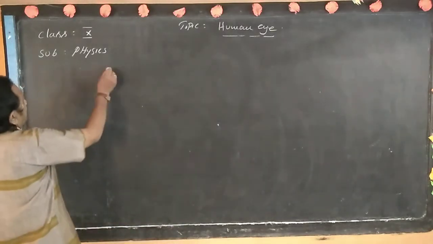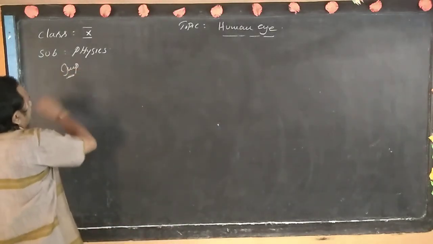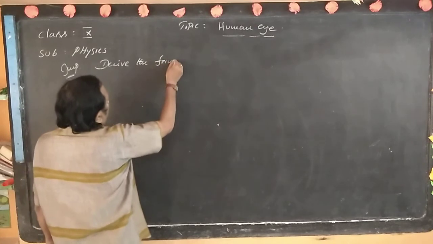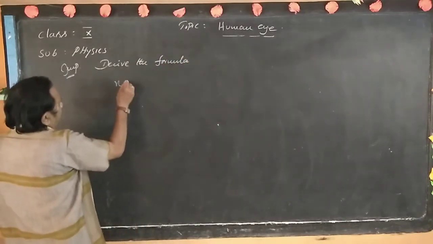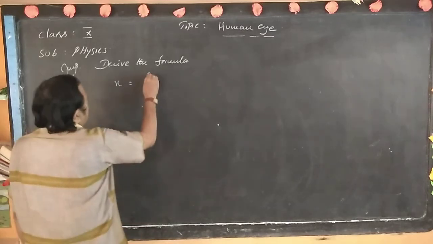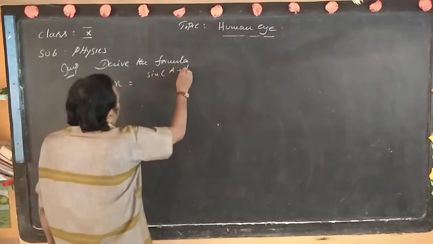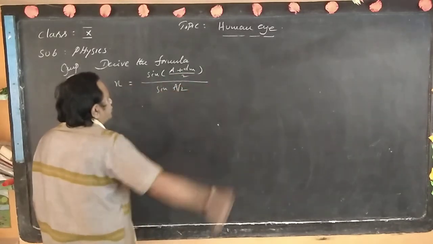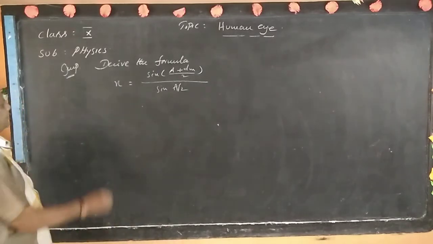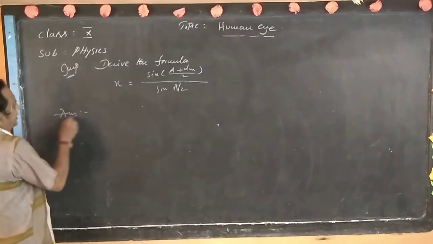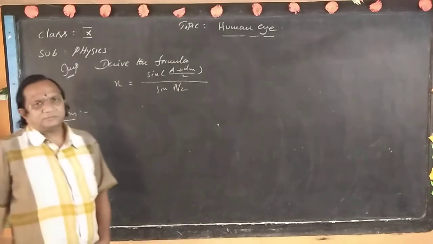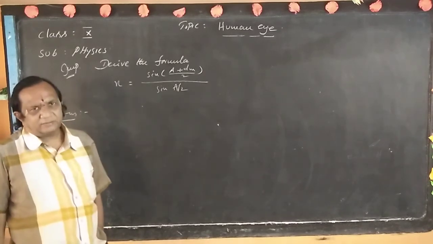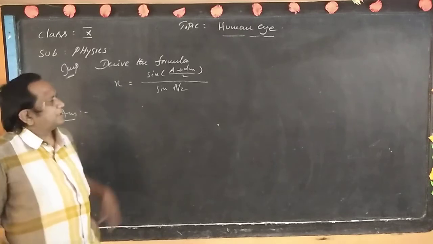So this is an important application. What is that? Derive the formula: n, or mu, is equal to sin of (A plus Dm) by 2 whole divided by sin A by 2. Or otherwise, this question will also be asked: how do you determine the refractive index of the prism mathematically? By applying mathematical solutions, how to derive this.